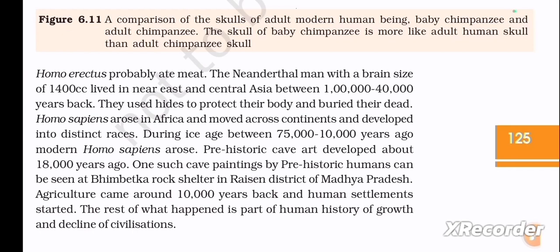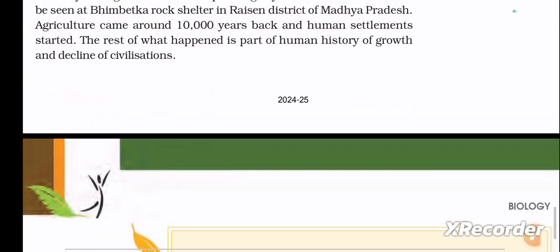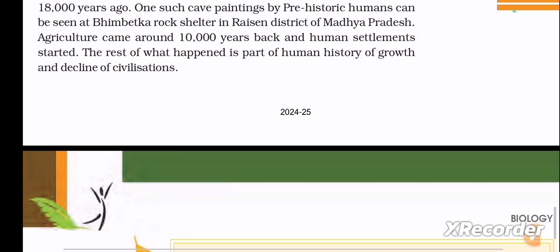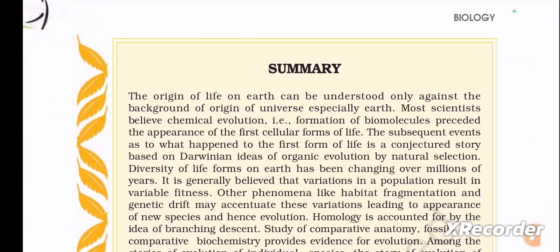Prehistoric cave art developed about 18,000 years ago. One such cave painting by prehistoric humans can be seen at Bhimbetka rock shelter in Raisen district of Madhya Pradesh. Agriculture came around 10,000 years back and human settlement started. The rest of what happened is part of human history of growth and decline of civilizations. So this is the lesson and here is a summary.